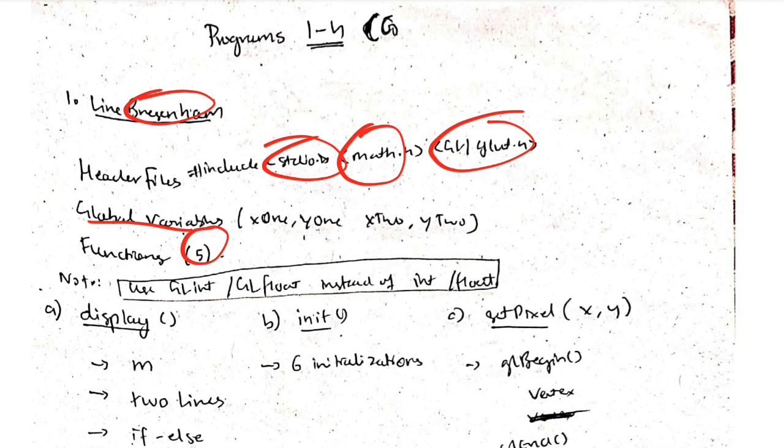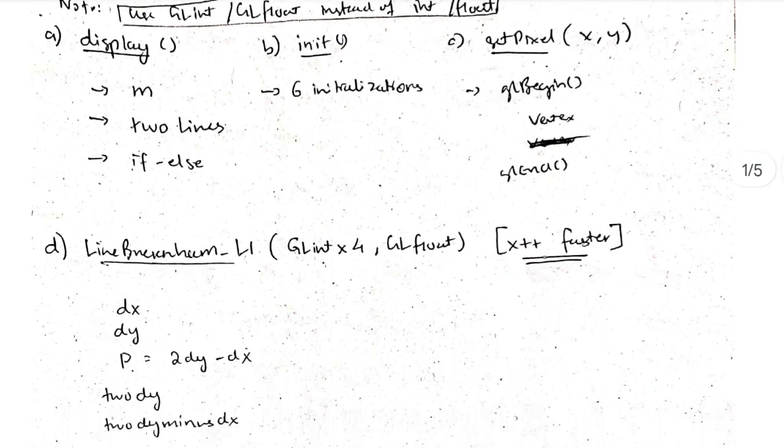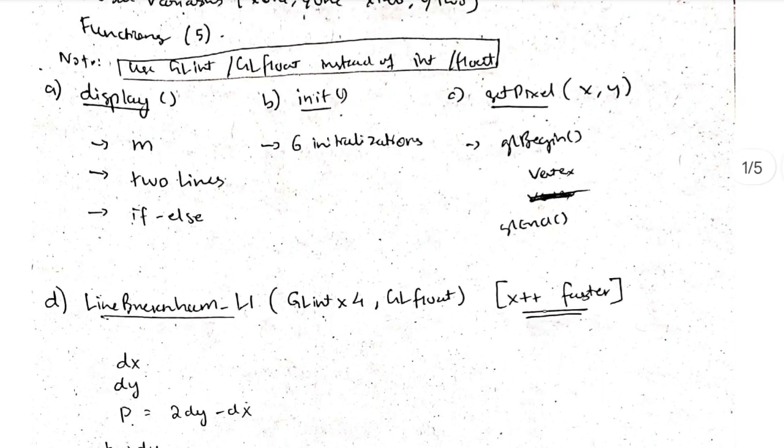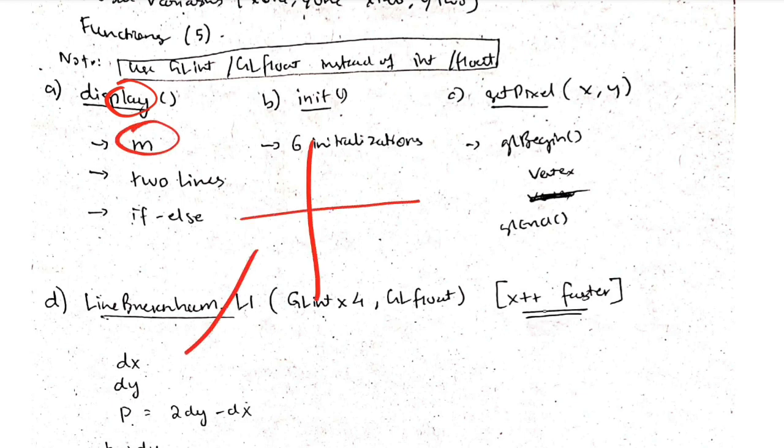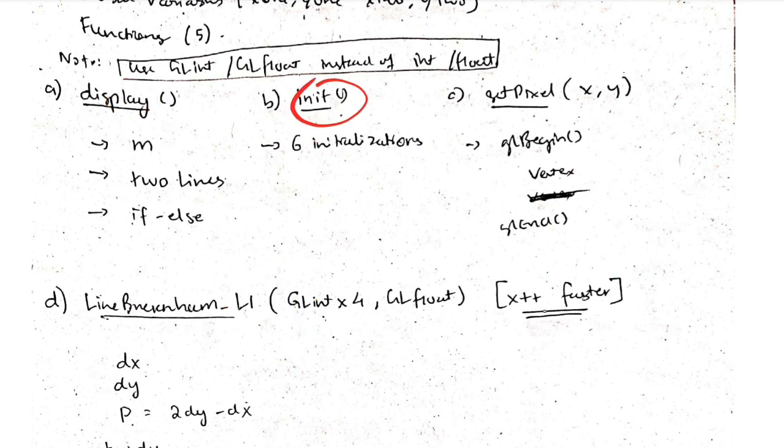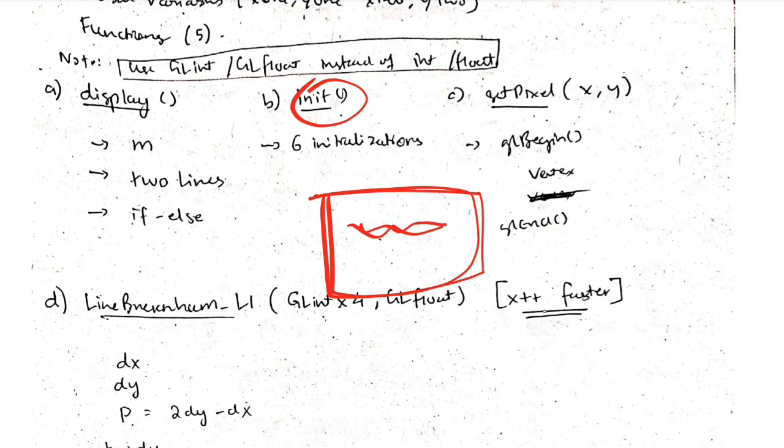There are 5 functions: display, init, set pixel, and Bresenham's line in 2 parts. In the display function, we are doing 2 things: drawing the vertical line and horizontal line, calculating the m value, and passing to the function for either less than 1 or greater than 1. Then in init, we set the background color, the pen color, and the pen width, and after that we set the projection mode, which is GL projection, load identity, and one more function. Those are the 6 initialization functions.